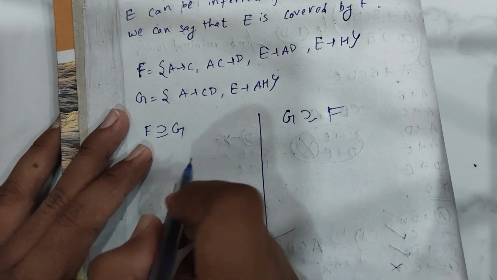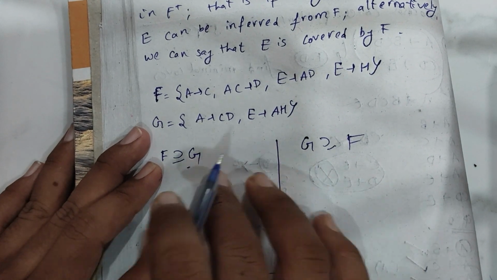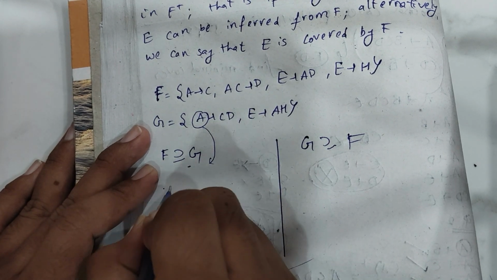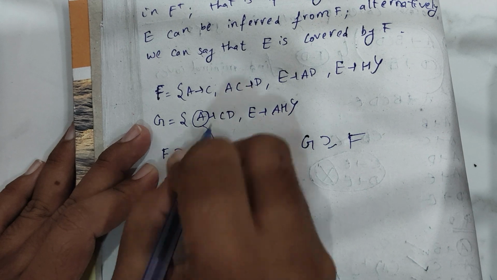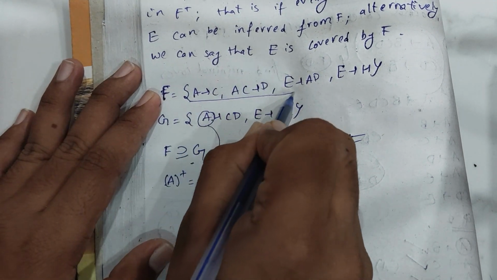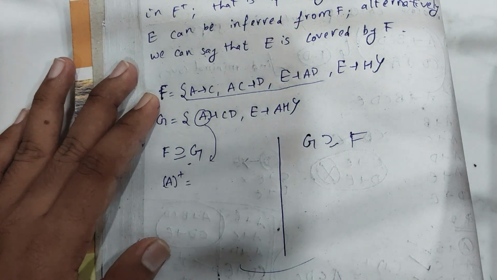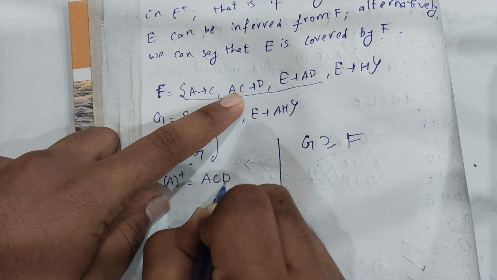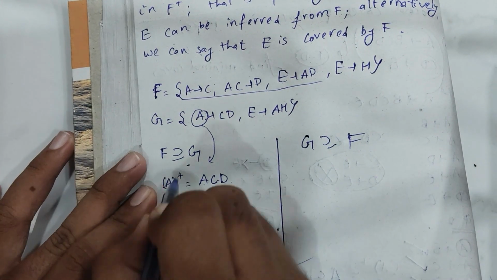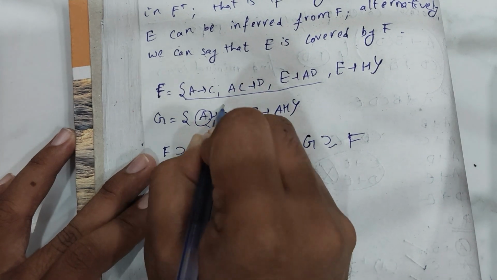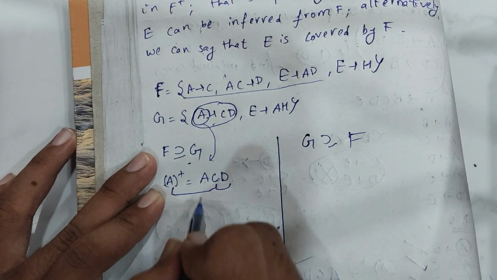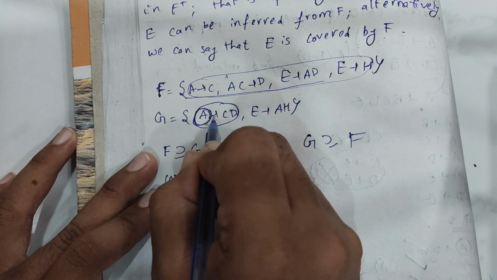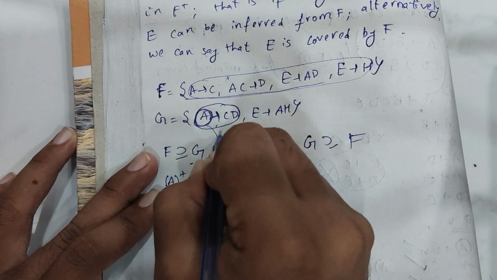Okay. Now, is F covering G or not? For doing this, take the attributes from G. You should find the closure of A, but in F's functional dependencies. So you can find the closure: A to C. Again, we have ACD to D, and anything more? Nothing. Okay, so it has A to CD. We are finding the closure of A by F's dependencies, and we found A to CD. So it is covering.